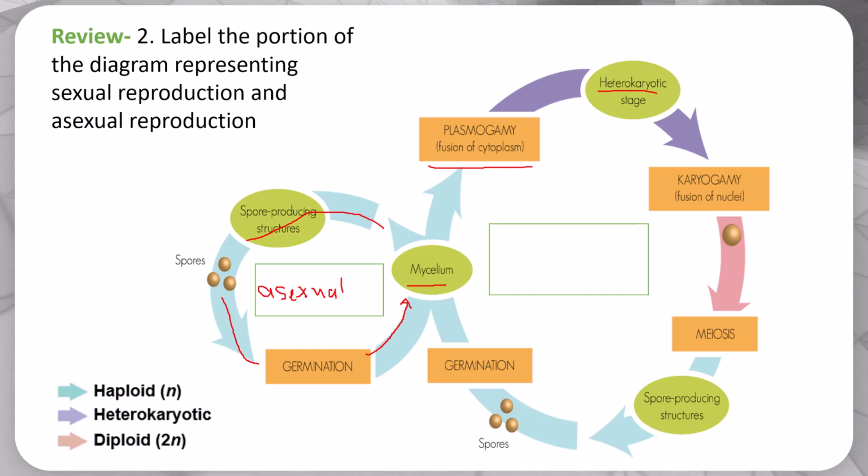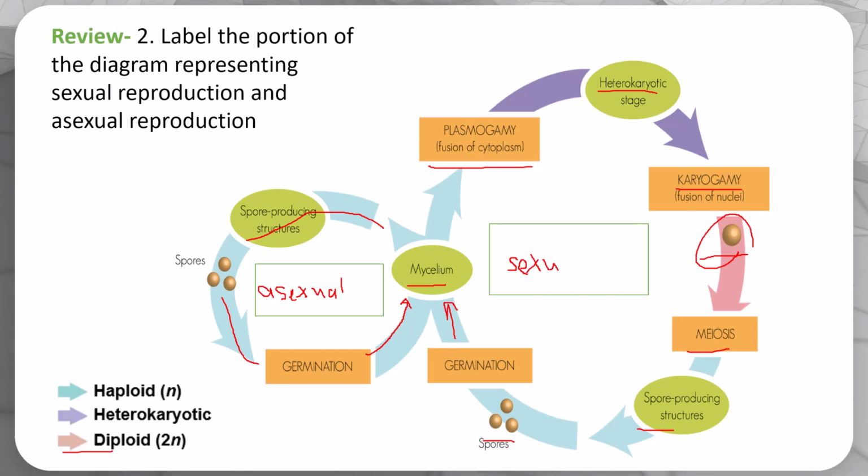Then the nuclei fuse, you get a diploid zygote, right? It says diploid is pink. So we have this temporary diploid stage. There's meiosis involved, and then spore-producing structures produce spores. Then those spores grow up to become new fungus. So this is going to be sexual reproduction because there are different genetic material fusing together, and there's also meiosis involved as well.